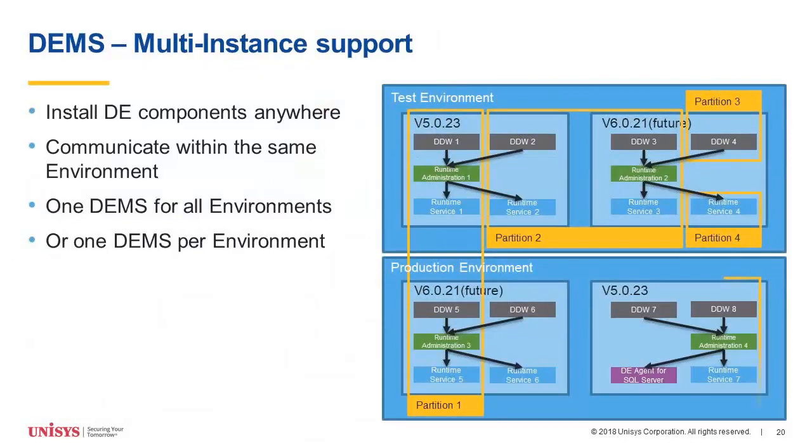This diagram illustrates the flexibility data exchange offers to you as far as installation is concerned. We have two environments here, named test and production, sharing physical machines. Inside each environment, there are two versions of data exchange components. These components are spread over 6 Windows partitions.